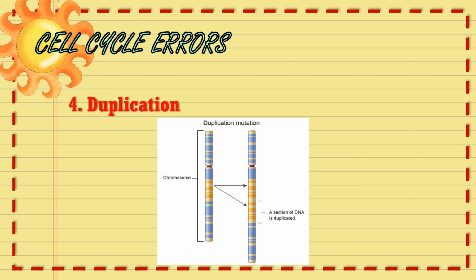The fourth chromosomal mutation is duplication. From the word itself, there is another copy. So duplication occurs when a gene is repeated or a section of DNA is duplicated.